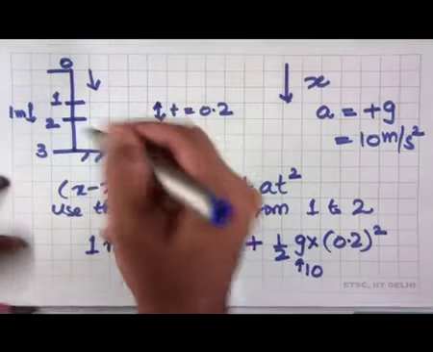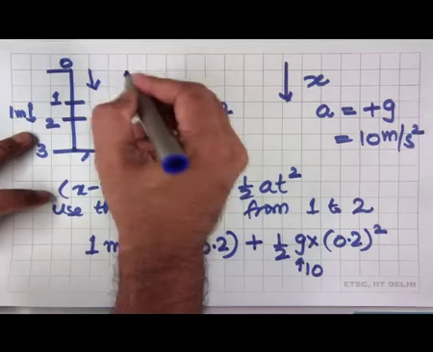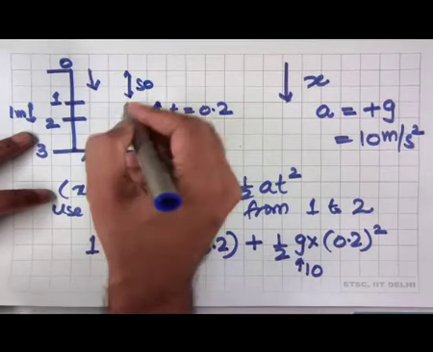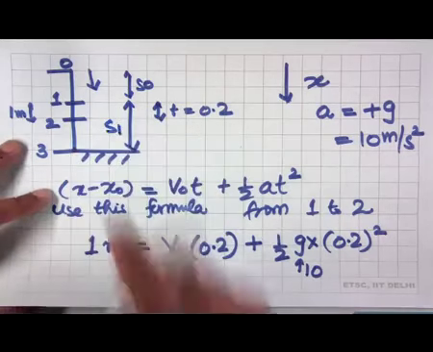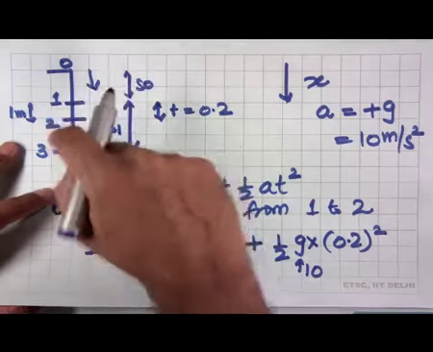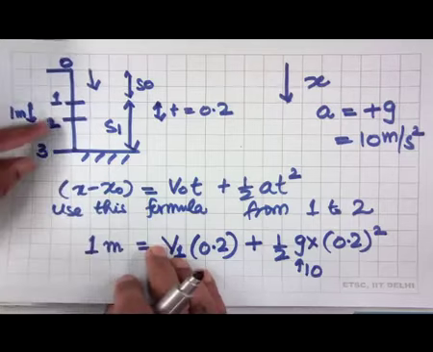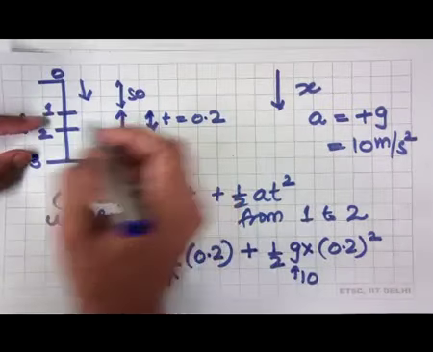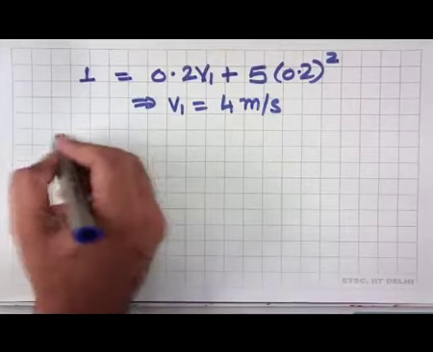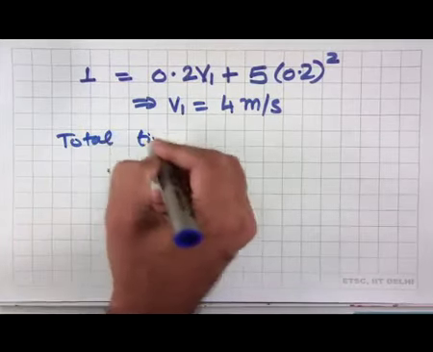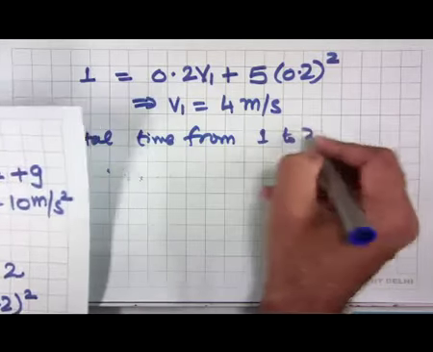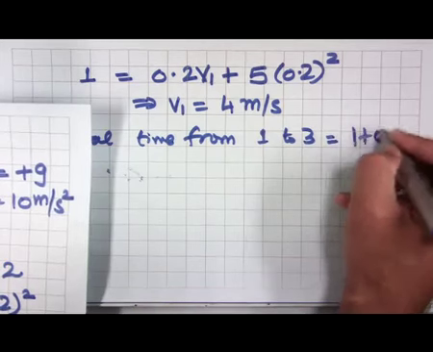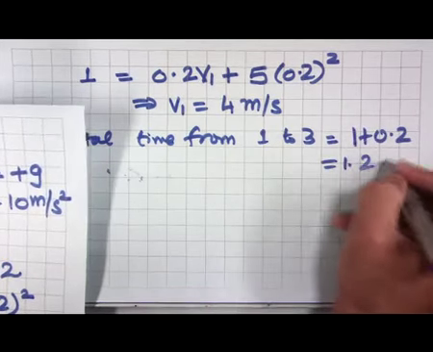So, once we know the value of v 1, then we have to find the total height of the building. So, what we can do is let us divide this, let us say this is S 0 and let this remaining height be S 1. So, S 1 includes the height of the window and from bottom to the ground. So, now we know the total time from 1 to 3, this is equal to 1 plus 0.2 is equal to 1.2 seconds.